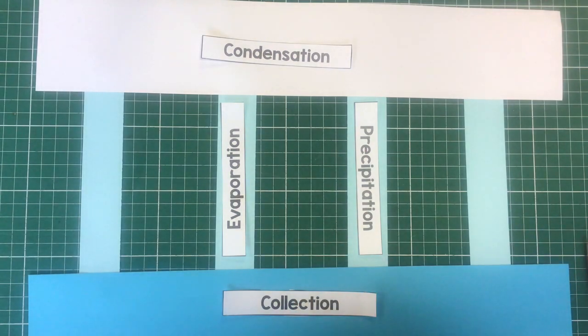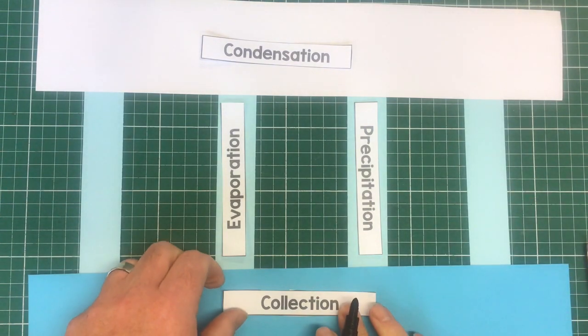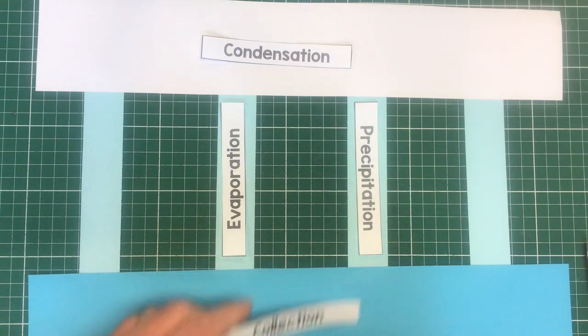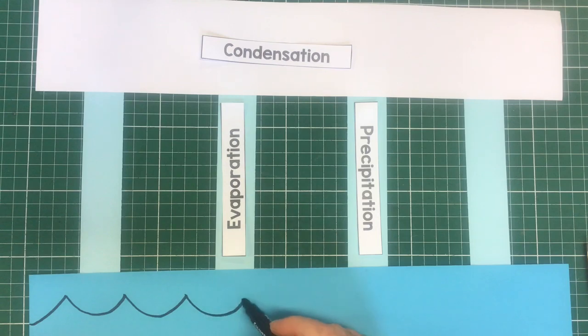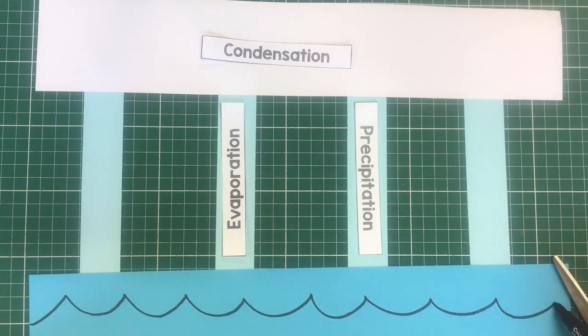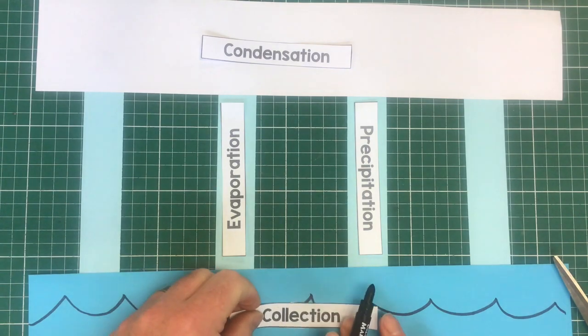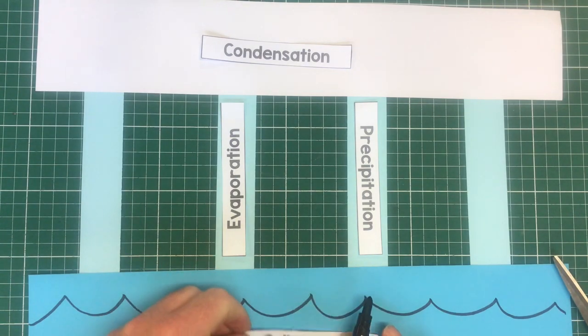Now I know that collection points are areas like lakes and so on. The ocean is our biggest body of water. I'm going to label or decorate this with waves and then glue down my label of collection at the bottom there.